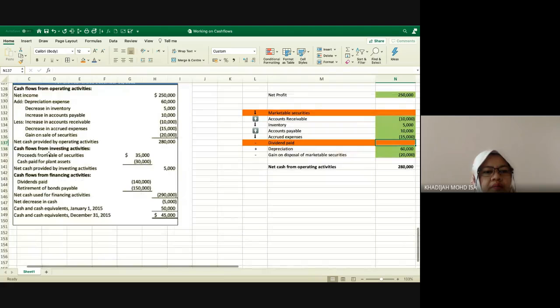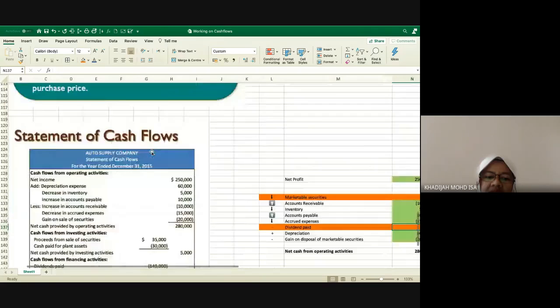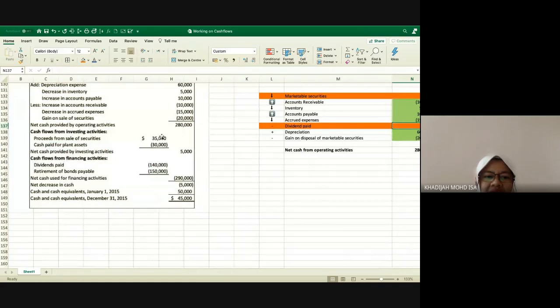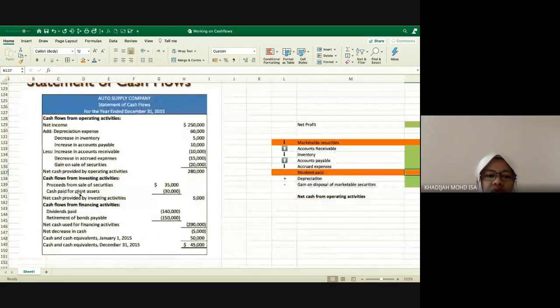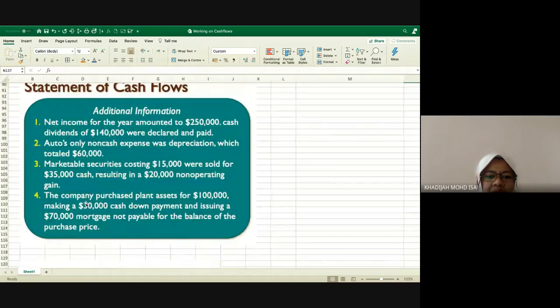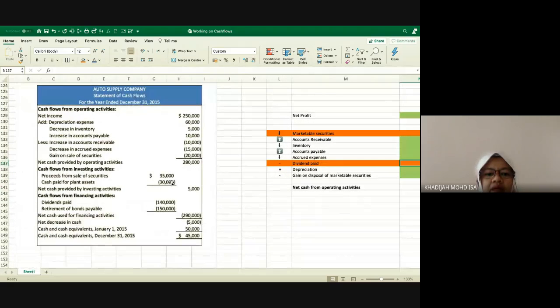Okay. Proceeds from sale of securities 35,000. Remember just now you sold your security, cost you 15,000, but the proceeds is 35,000. That 35,000 is the cash receipt. So that goes into your investing. But you also have to pay for your plant. In this case, remember you pay 30,000 for your plant asset. So that is a cash outflow. That's why it's a negative. So net cash from your investing is 5,000.